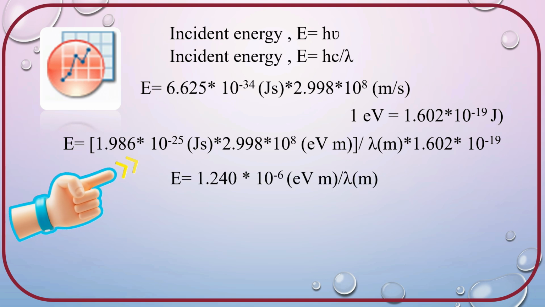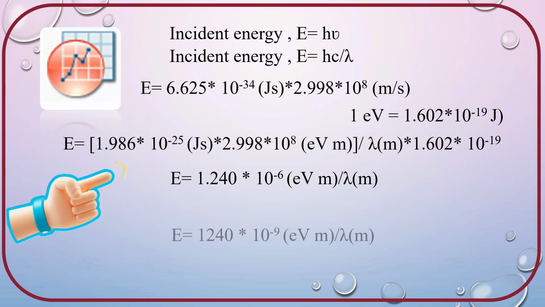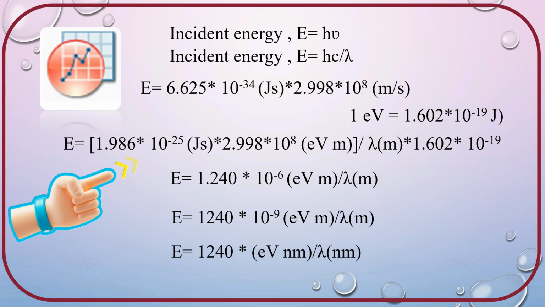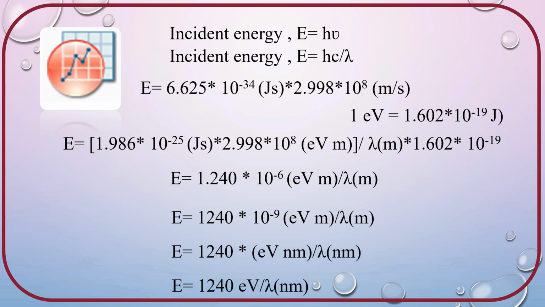Then the next step is to change lambda from meter unit to nanometer unit. Thus energy E is equal to 1240 eV divided by lambda in nanometer. Absorption spectra will give the wavelength value in nanometer. Thus the energy can be calculated by using this equation: 1240 eV divided by lambda in nanometer.